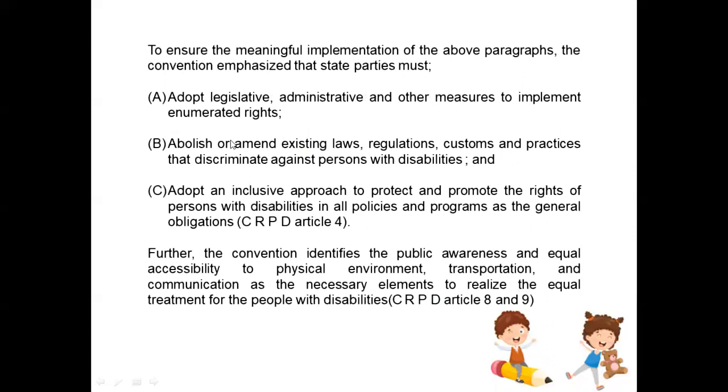To ensure the meaningful implementation of the above, the convention emphasized that state parties must adopt legislative, administrative, and other measures to implement enumerated rights, abolish or amend existing laws, regulations, customs, and practices that discriminate against persons with disabilities, and adopt an inclusive approach to protect and promote the rights of persons with disabilities in all policies and programs as general obligations, CRPD Article 4.